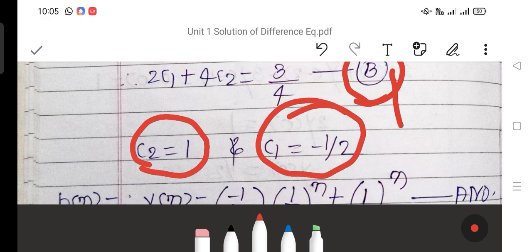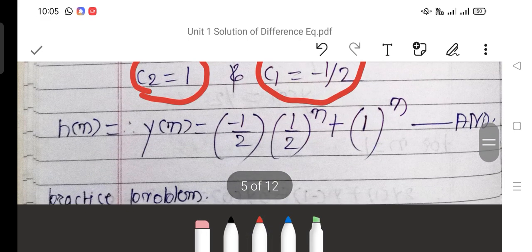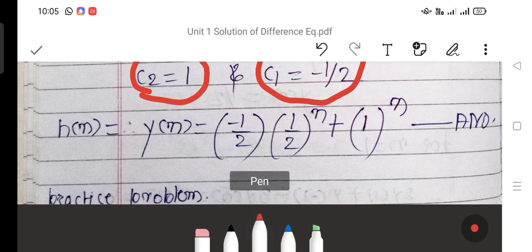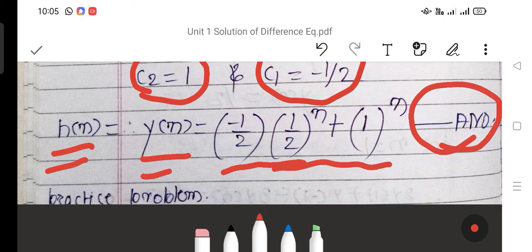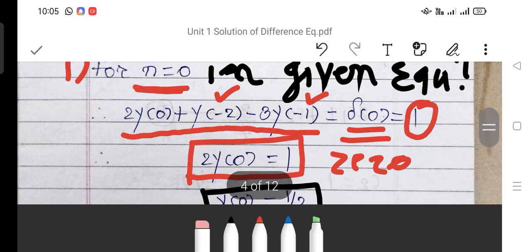So what will be the complete solution? That is the impulse response. We represent the impulse response as h of n, which is nothing but y of n. We get minus 1 by 2 to the power n plus 1 to the power n. That is our final answer. We will revise this numerical, and then solve the next numerical in the next lecture.